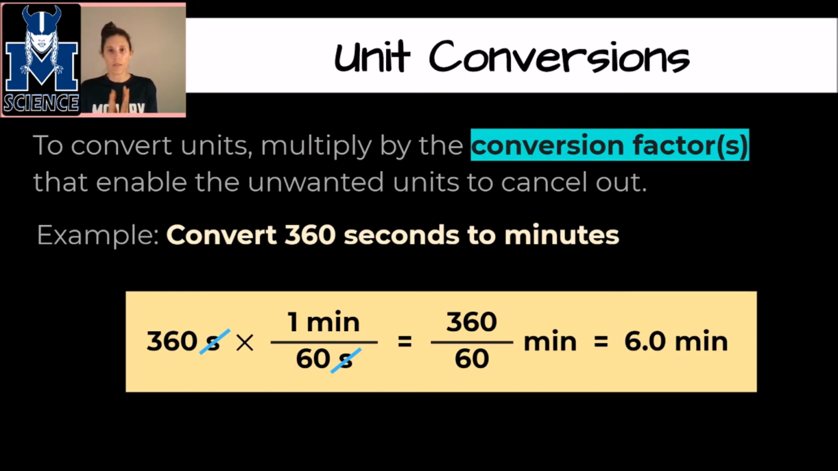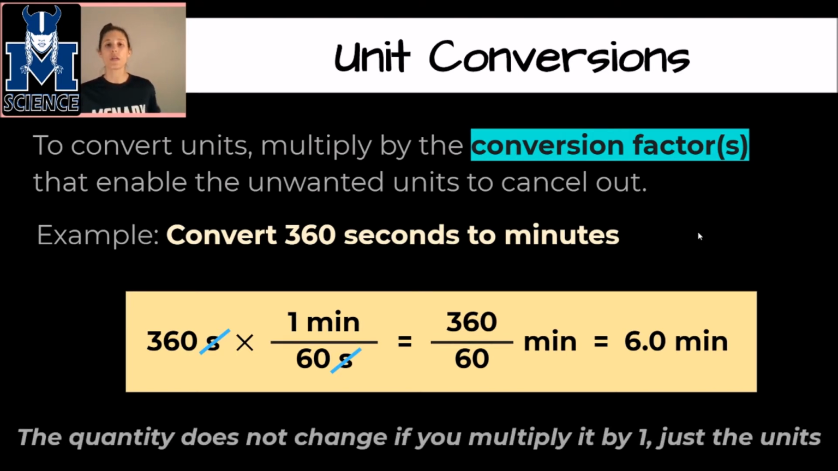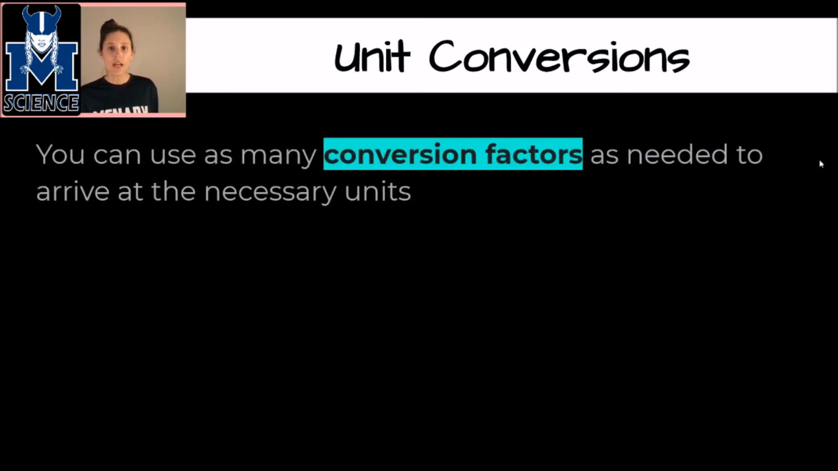However, that's helpful to understand this simple example when we move to having more conversion factors in a row to do our unit conversions. Okay, so it's important to remember that the quantity has not changed. So the amount of time has not changed. We're just reporting it with different units. Okay, so we went from seconds to minutes. So you can actually use as many conversion factors as you need to arrive at the necessary units.